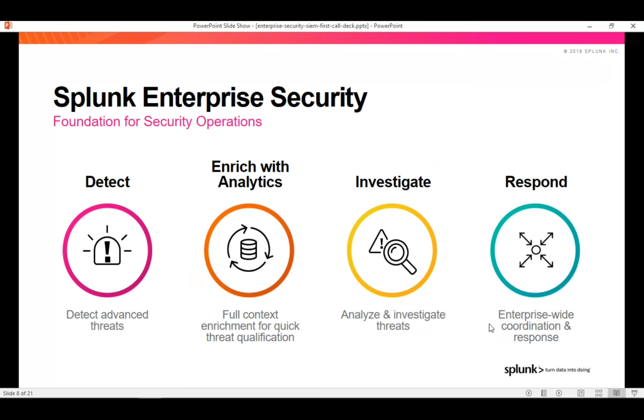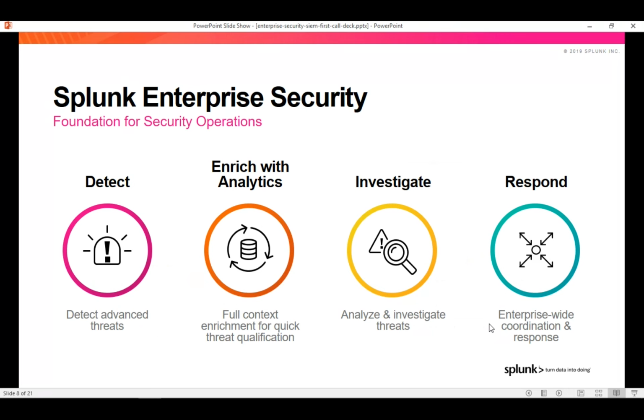Investigation, yes. So it provides you with a platform. When I say platform, Splunk Enterprise Security is an app which is on the Splunk Enterprise platform. So Splunk Enterprise is a platform for machine data. Splunk Enterprise Security is a SIEM solution that uses that platform to analyze the machine data. So it gives you an overall picture.